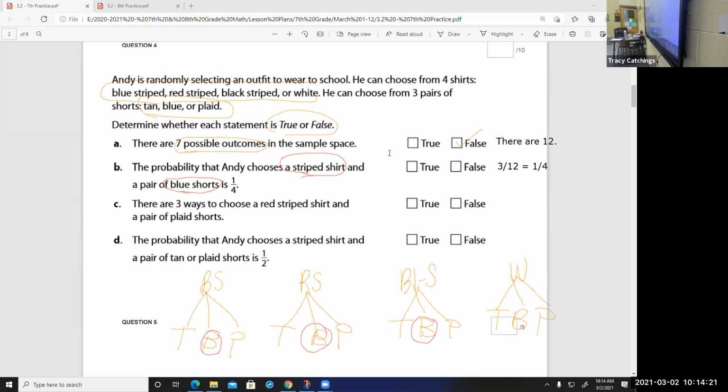3 divided by 12. You doing 12 divided by 3. All right, good. So that would work.